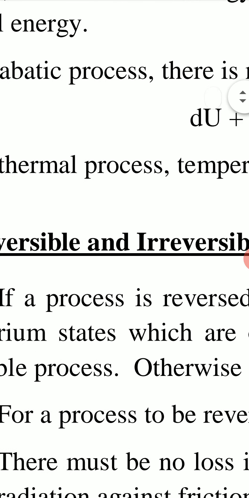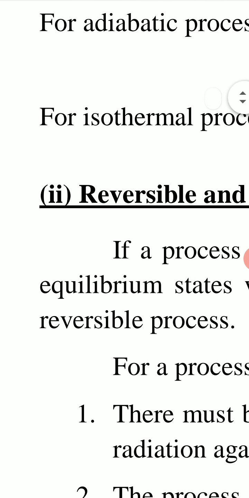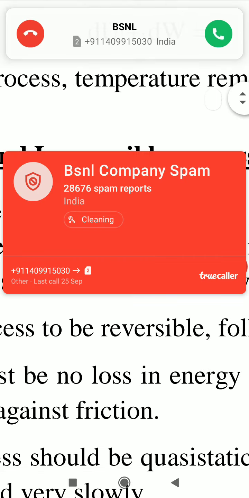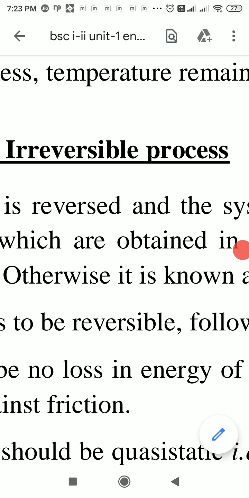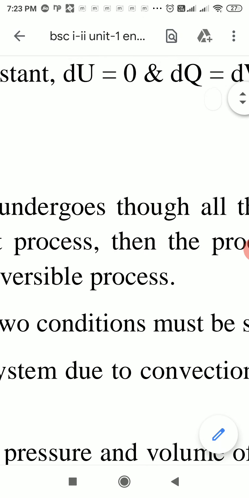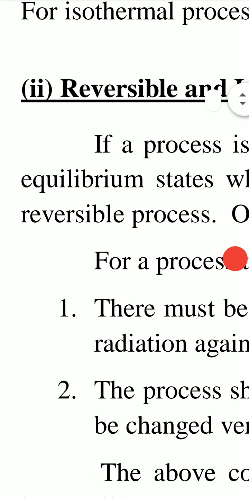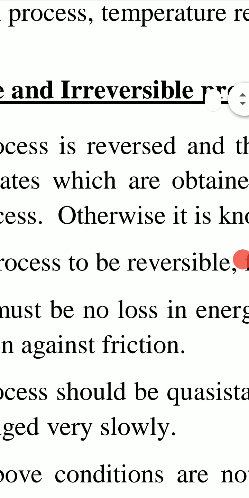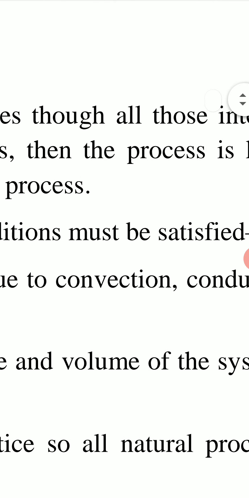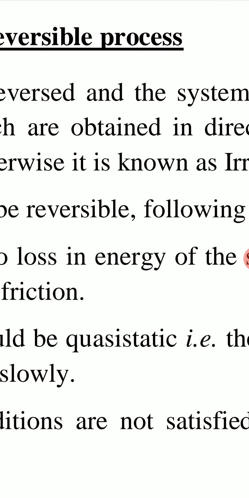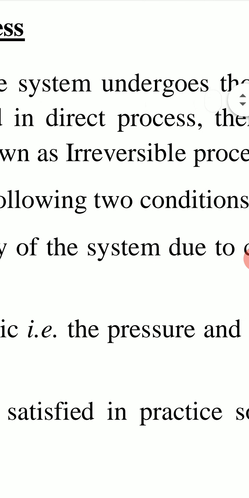Next topic is reversible and irreversible processes. If a process is reversed and the system undergoes through all those intermediate equilibrium states which are obtained in direct process, then the process is known as reversible process. Otherwise, it is known as irreversible process.